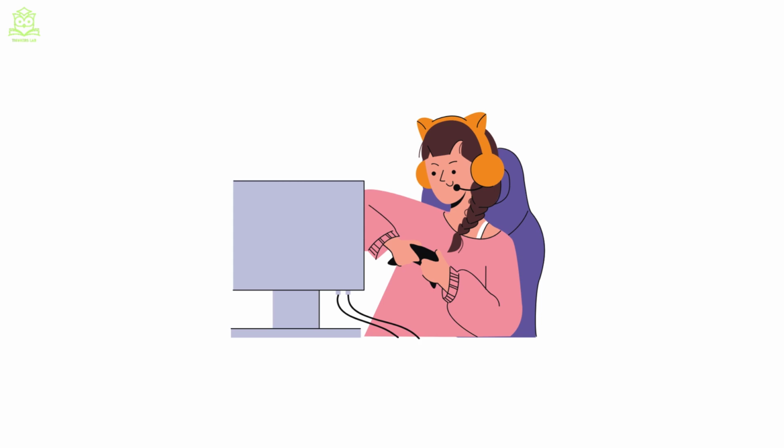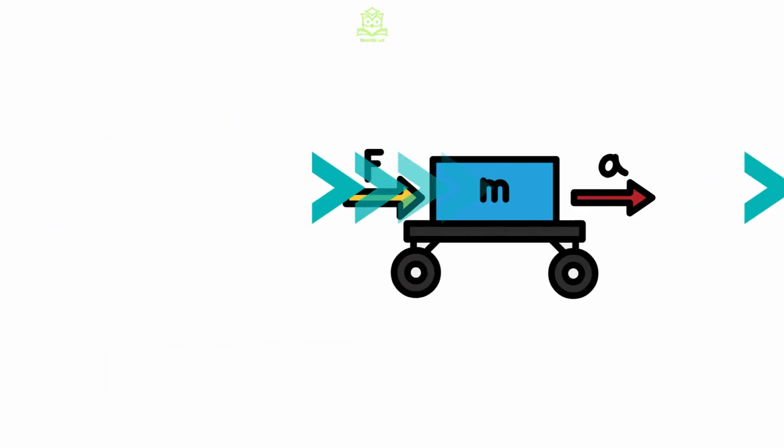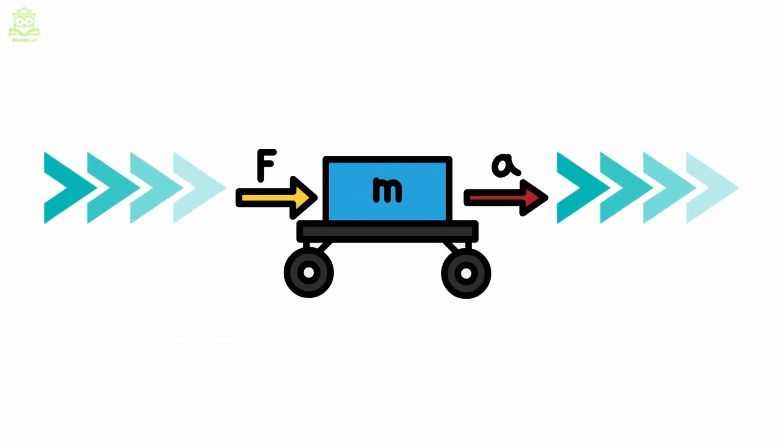Imagine you are playing a video game and you want your character to move faster. What do you do? You press harder on the button. Well, in real life, the same logic applies. If you push something harder, it moves faster. That's Newton's second law in action.